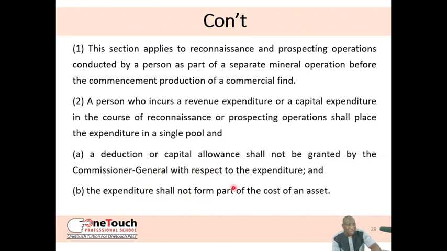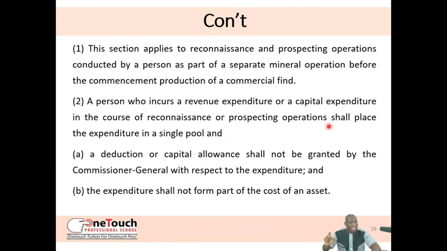The expenditure shall not form part of the cost of an asset. You see, at that point, the expenditure shall not form part of the cost of an asset. Very, very important. So please, this section applies to reconnaissance and prospecting operations conducted by a person as part of what? A separate mineral operation. Before the commencement, please, the key word there is what? Before the commencement of production of a commercial find. If the expenditure is incurred before the commencement of production of a commercial find, then where the person incurs a revenue expenditure or a capital expenditure in the course of the reconnaissance or prospecting operation, all you need to do is put it in a single pool.